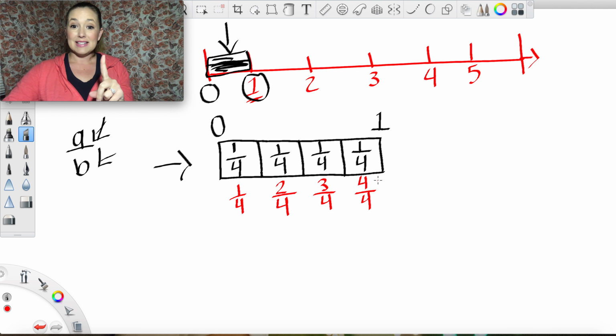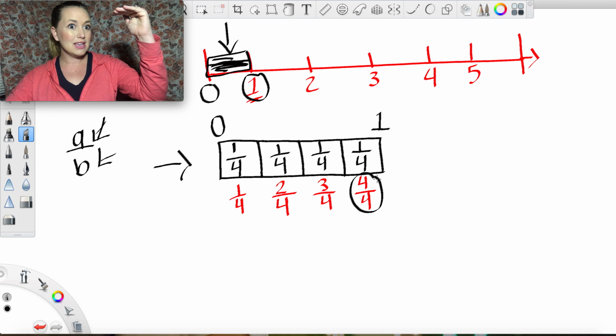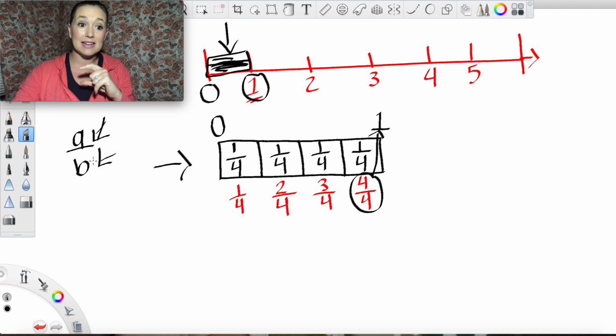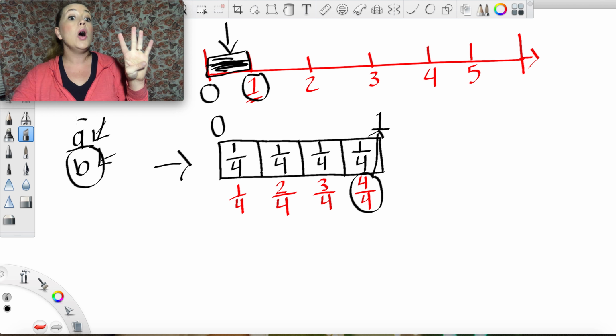Now I want to take a second and I want to look at this right here. Right there, my numerator is the same number as my denominator. And so that means we've reached our whole number. We've reached our 1. Because again, it's saying, hey, in order to get to 1, you need 4 pieces. Oh, and you have 4 pieces, so you're there.